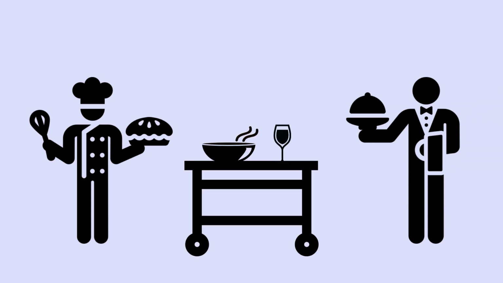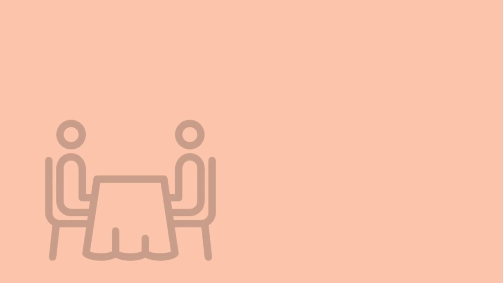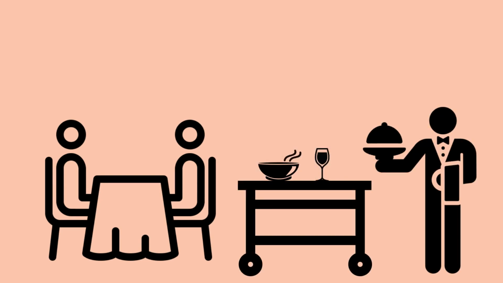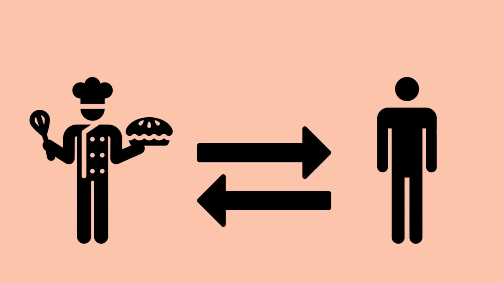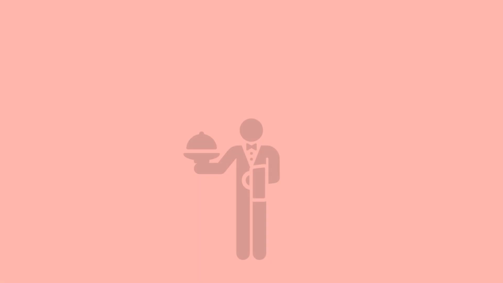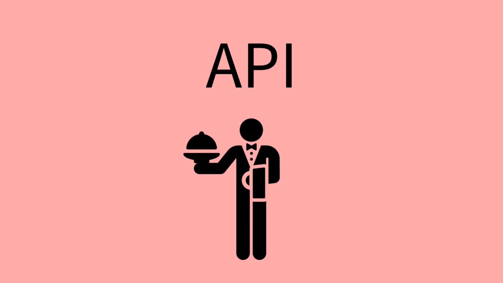calls the waiter and will give him the food you ordered. Then the waiter brings you exactly what you have ordered. The main reason for this process was to communicate with the chef. So in this procedure, the waiter is our API.